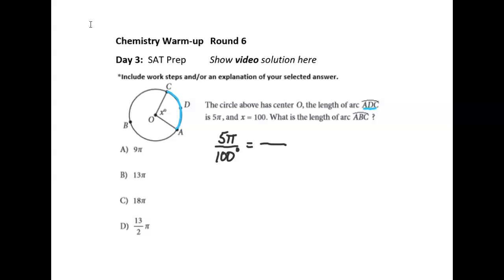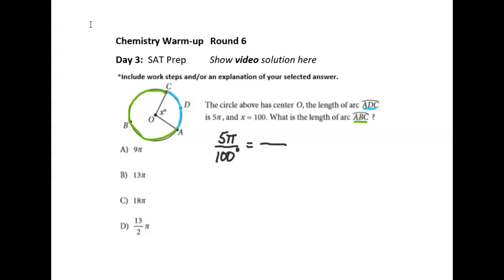Let's focus in on arc ABC. It starts at point A, travels through point B, and ends at point C. That arc is shown in green.